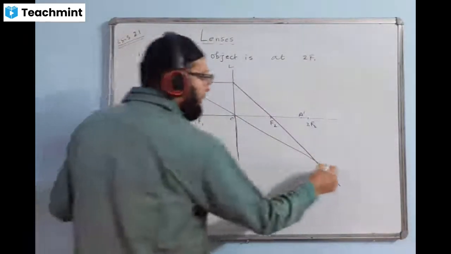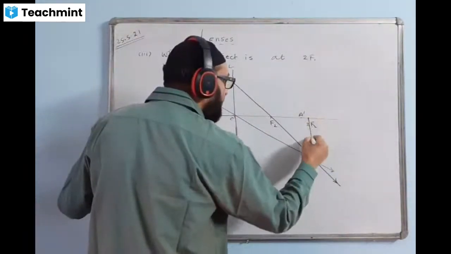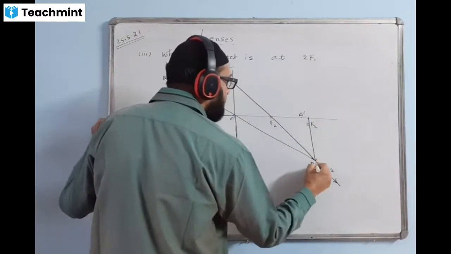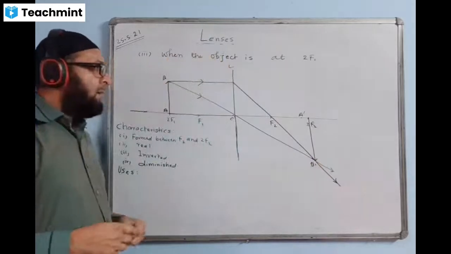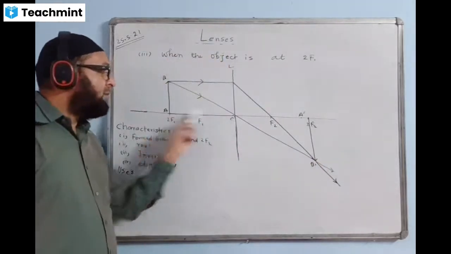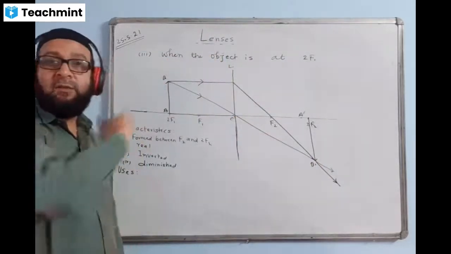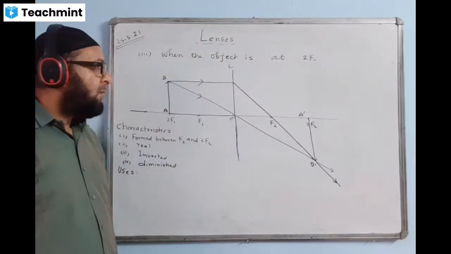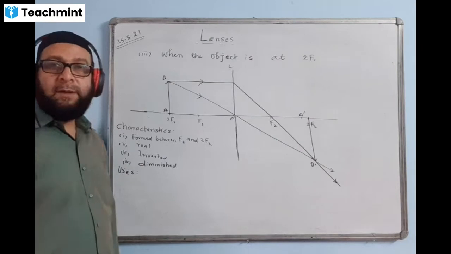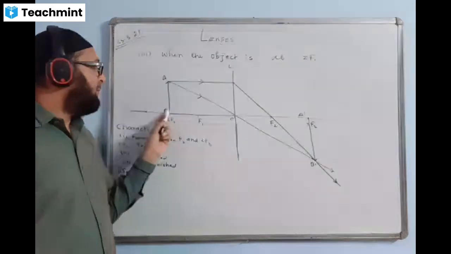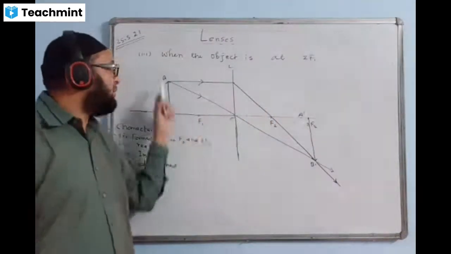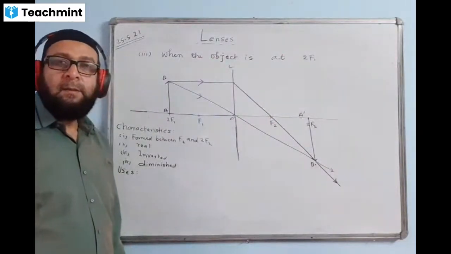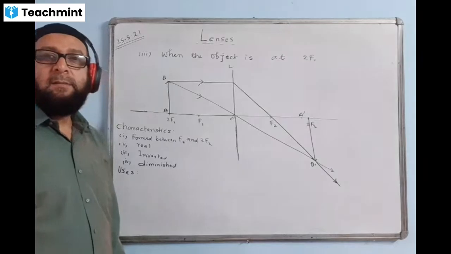Where the two rays are meeting, you will find that they meet exactly here. A dash B dash, the image. When the object is at 2F1, the image is also formed at the same distance on the other side, the same distance, 2F2. And the size will be equal, remember it. Because this distance and this distance are the same, this size and this size will also be the same. An equal size image will be formed.